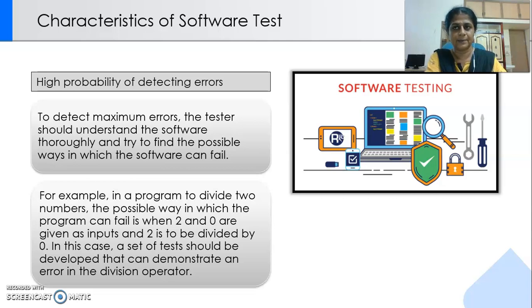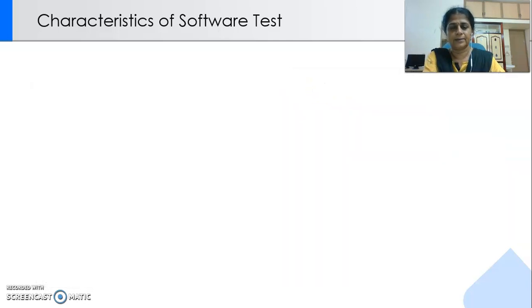For example, take a program for dividing two numbers. Where can the program fail? If the divisor happens to be 0, there is a possibility that you'll get an error. When you divide a number by 0, you get an error. So the program can fail when you give two numbers and divide the first number by the second, and the second number happens to be 0. This should be known by the tester. How does he perform his test? He has to execute the application, give two numbers, give the second number as 0, and find out how the application responds to it. This is how he finds the errors, and this is the best example for detecting errors. So this is the first characteristic.